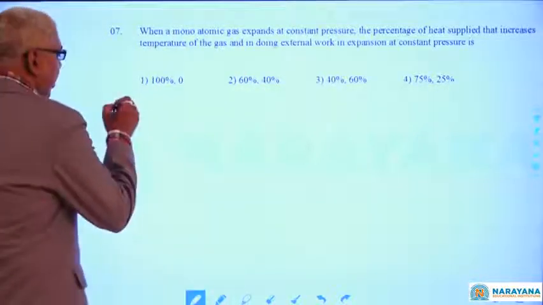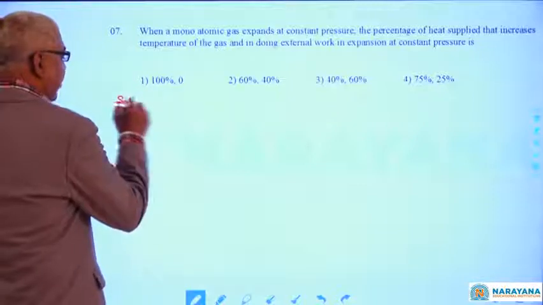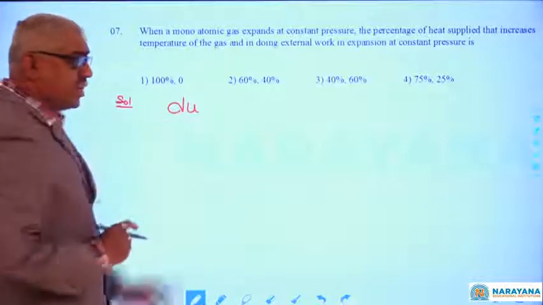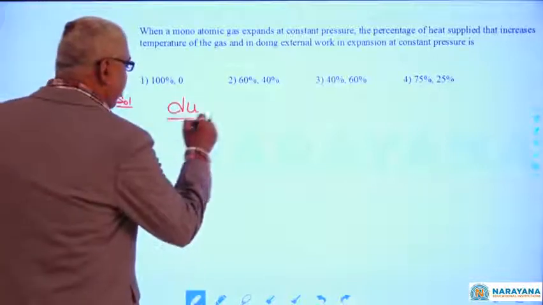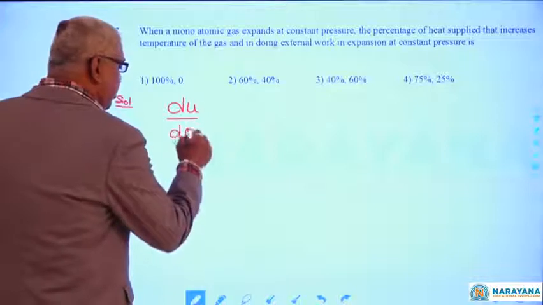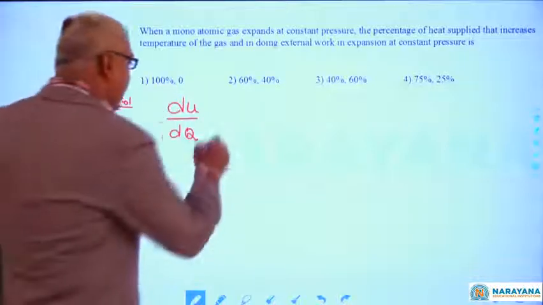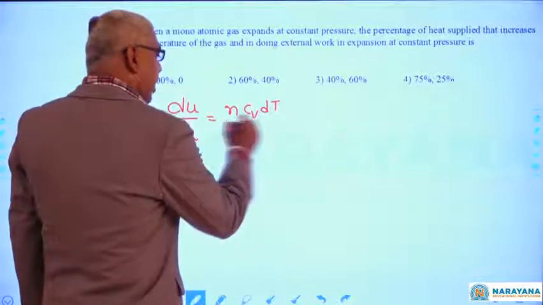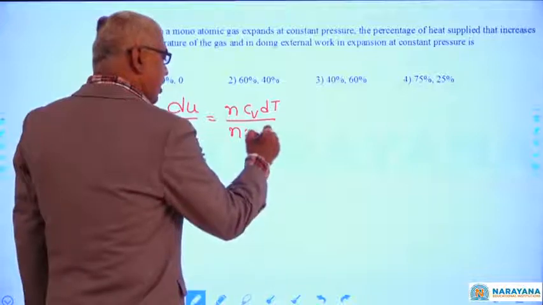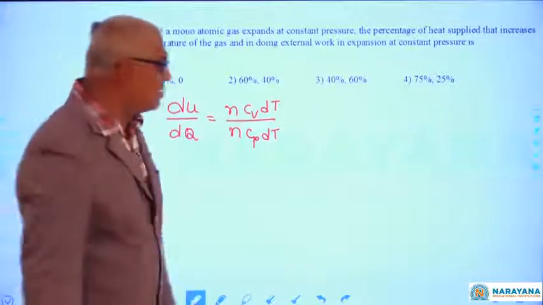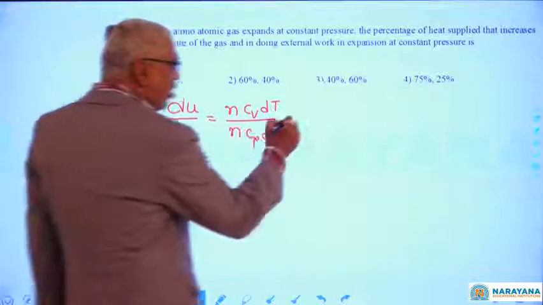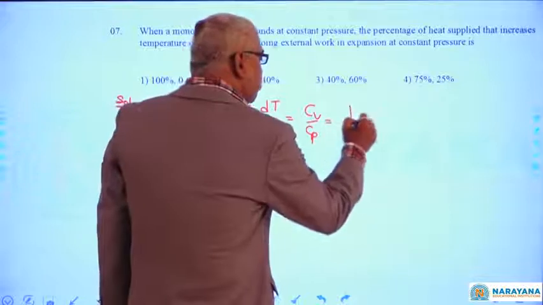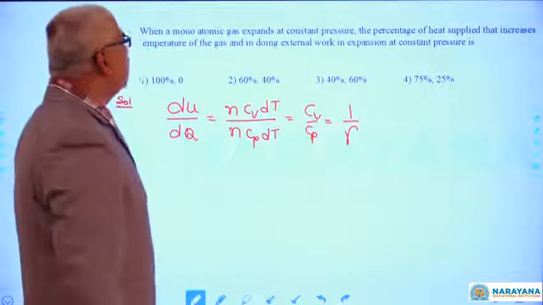Both we want. Fine, okay. So what I'll do here, in the first case, is go for the increase in temperature, which is the same as the increase in internal energy. dU by dQ equals nCv dT by nCp dT. The n and dT cancel. What are you getting? Cv by Cp. Cv by Cp is what? 1 by gamma.